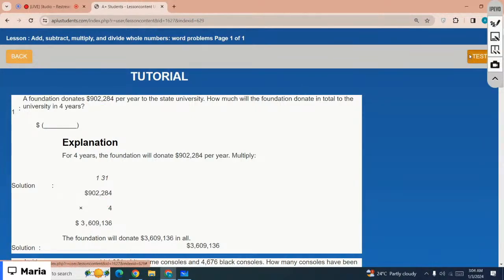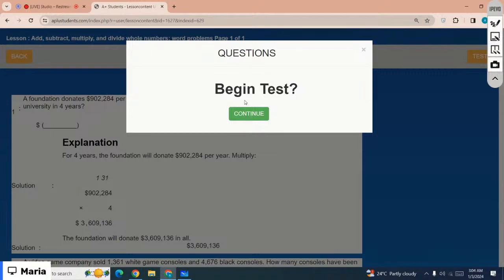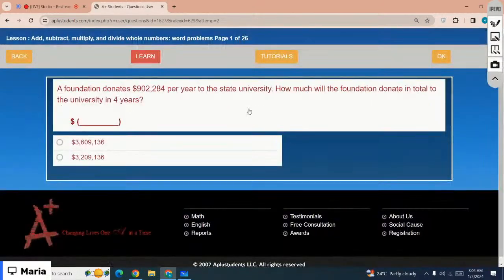So the basic thing is you need to read the word problem. You have to understand the question and you have to see which operation you have to perform, right?